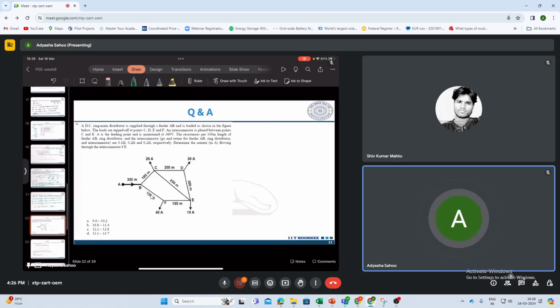Okay. Now let's see the next question. So again, a distribution system is given and the loads are given, and there is an interconnector CE. So this is at 380 volt. The resistances per 100-meter length of AB are 0.1, 0.2 and 0.2.